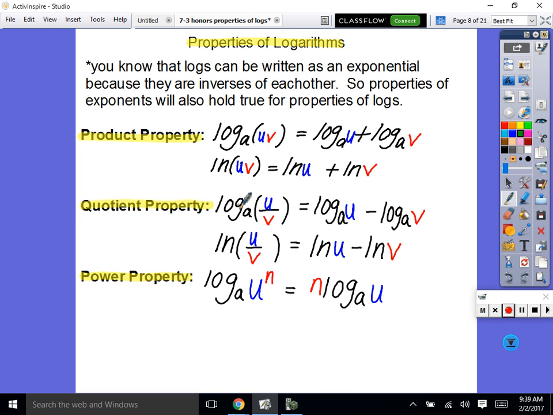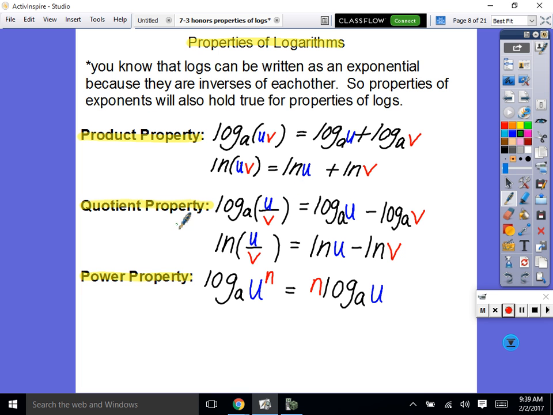And that works for ln as well. So ln of u times v equals ln of u plus ln of v. And we want to be able to go backwards. So log base a of u divided by v can be split apart and written as log base a of u minus log base a of v. Notice it's u minus v, the top minus the bottom. Everybody seeing the relationship here?